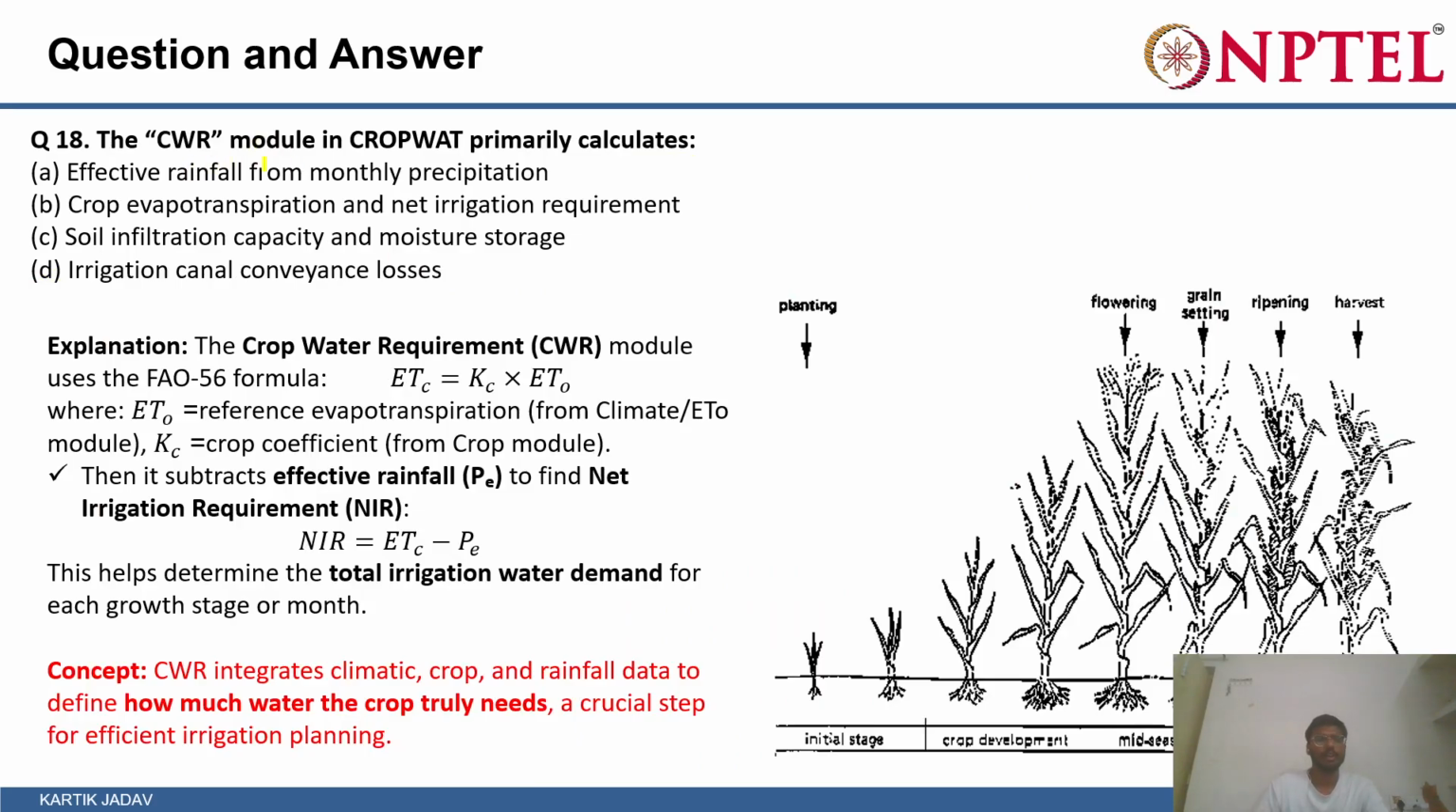The crop water requirement module, CWR, in CROPWAT primarily calculates crop water requirement. So you can say crop transpiration and net irrigation requirement. So option B is the correct answer.